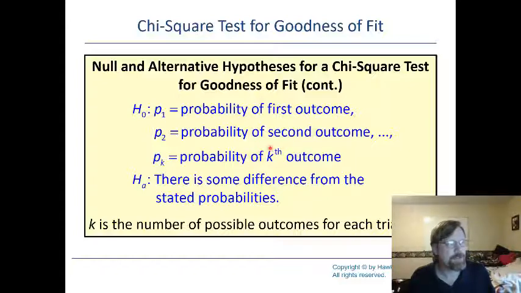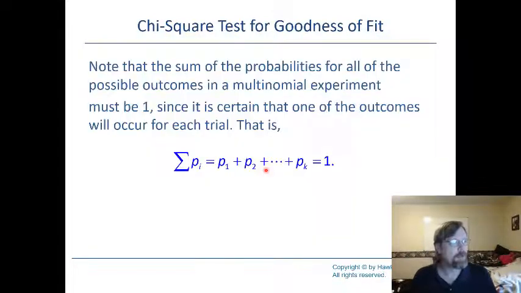K here is important to note. This is the number of possible outcomes. So if I've got a 6-sided die, it's 6. If I've got a deck of cards, it might be 52. It might be 4 if I'm looking at suits, 13 if I'm looking at individual card types like kings or queens. It's however many possible outcomes I have. Again, as we learned before, the sum of probabilities of all the outcomes is equal to 1.